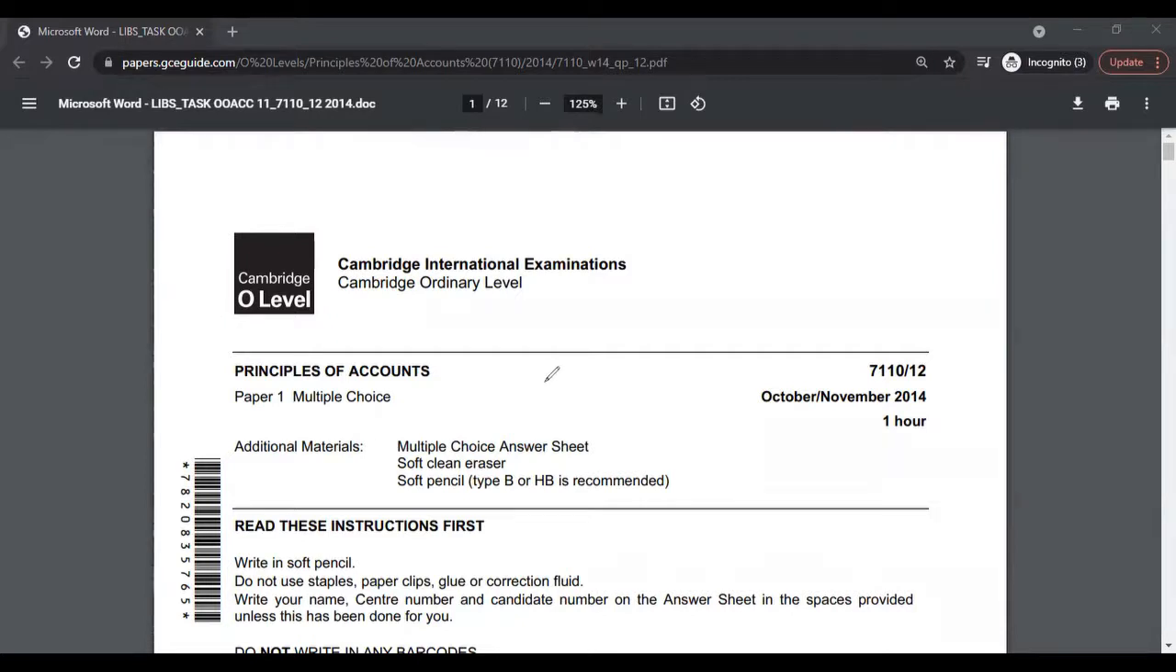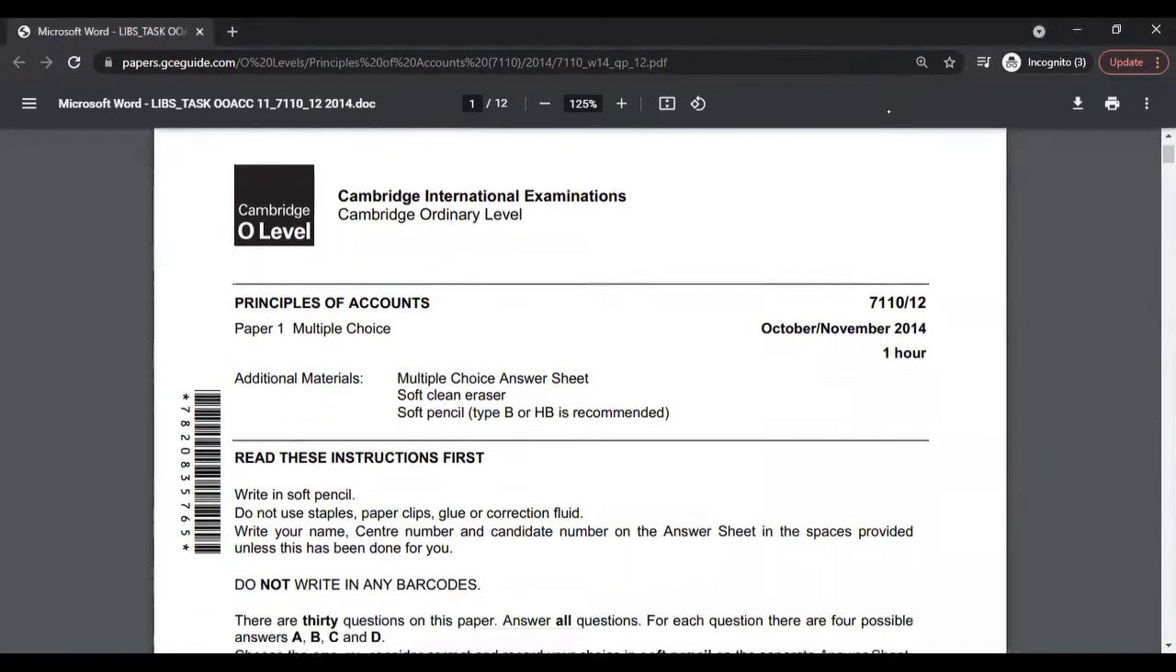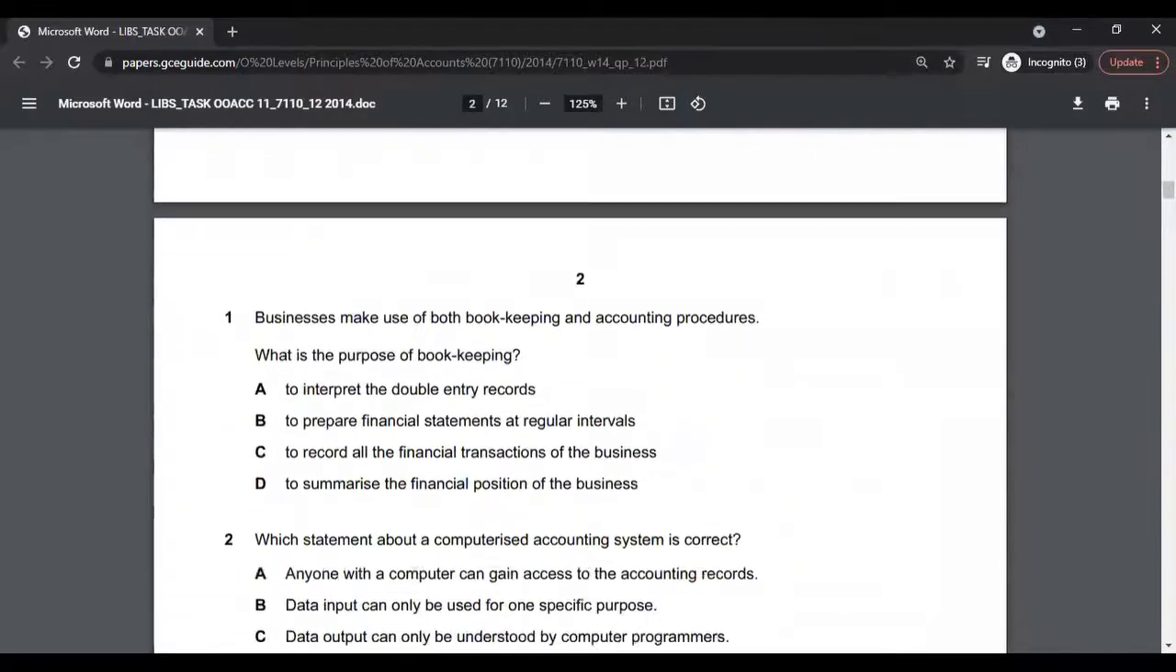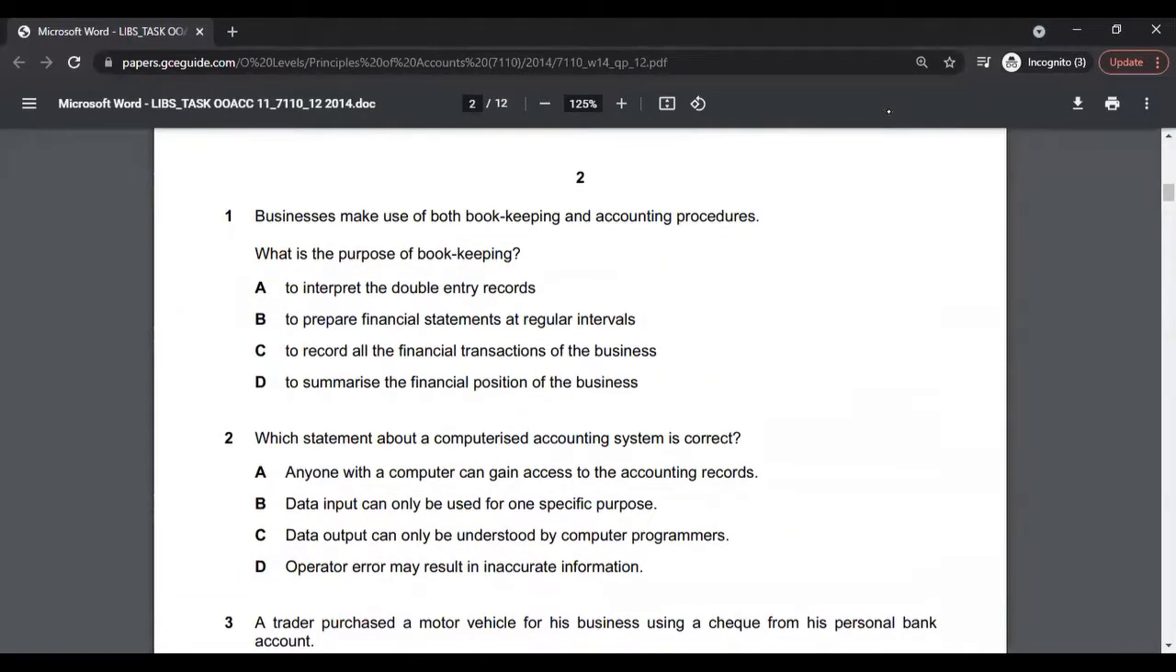Let's begin with the first multiple choice. Multiple choice 1. Businesses make use of both bookkeeping and accounting procedures. What is the purpose of bookkeeping? So let's read through the options.